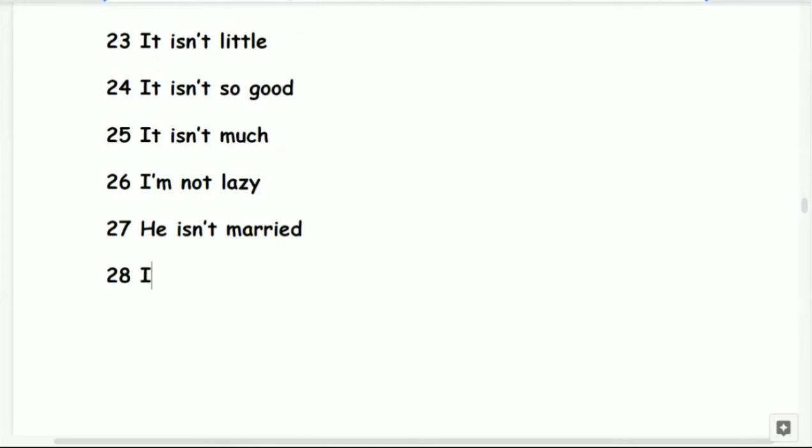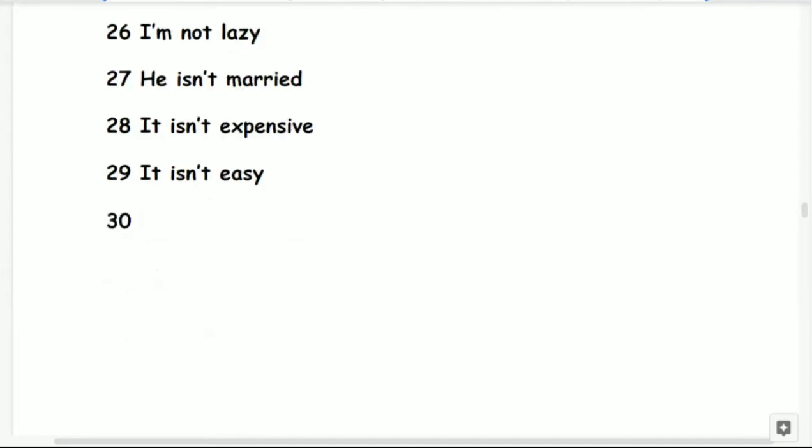Şimdi deyək ki, bu bahalı değil. Bu it değil. It isn't bahalı, expensive. It isn't expensive. Okay? Bu bahalı değil. Şimdi deyək ki, bu asan değil. Bu it değil. It isn't asan, easy. It isn't easy. Okay? Bu asan değil.